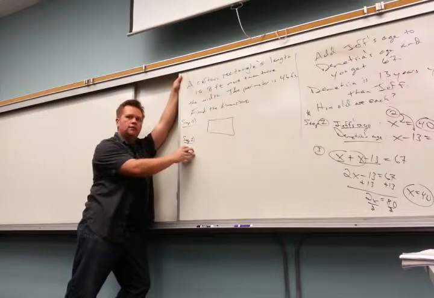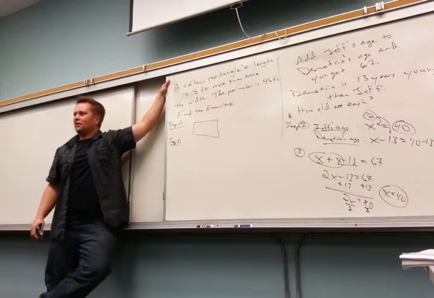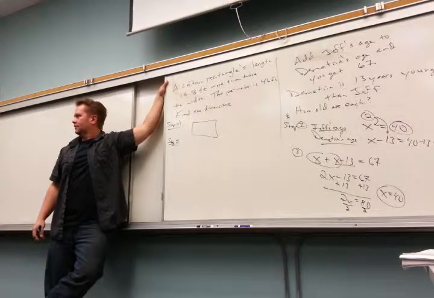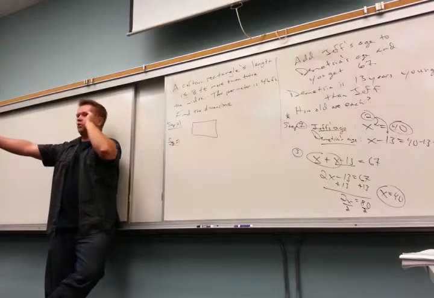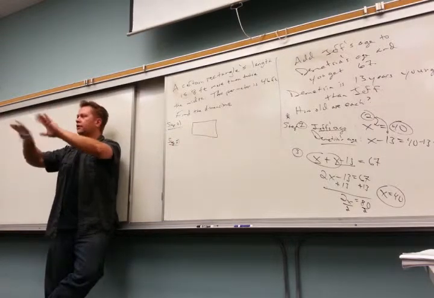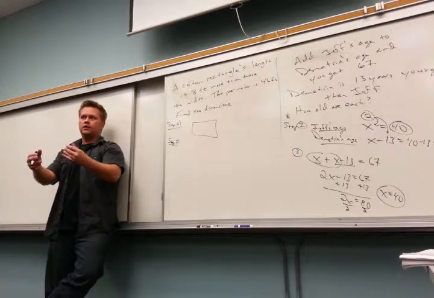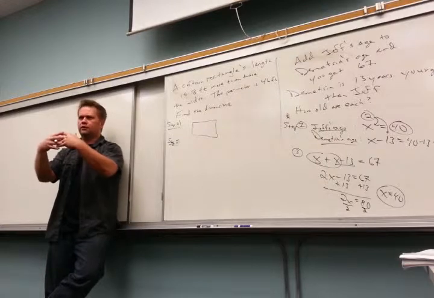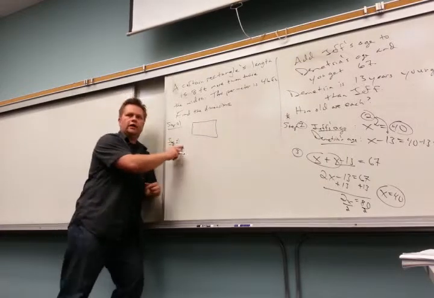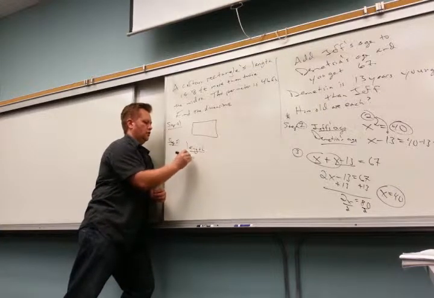So step one, what's step one? Figure out who the players are in the problem. How many players are there? Length and width, two. Don't say perimeter. Perimeter is where the equation is going to come from. That's what length and width do together. So the two players in this problem are the length and the width.